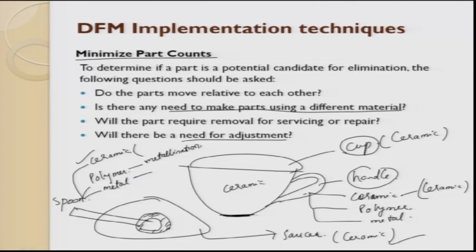So by this, what have you done? You have tried to reduce the number of parts. Earlier the handle would be made separately, the cup made separately, the saucer made separately, and the spoon made separately. Now the cup and the handle are integrated and made in one shot. So what have you done? You have reduced the number of parts by asking these questions.